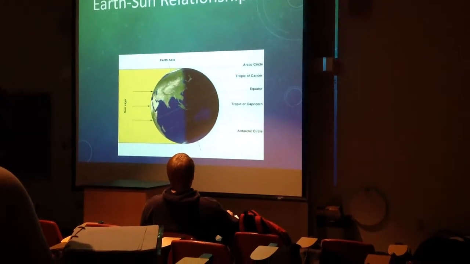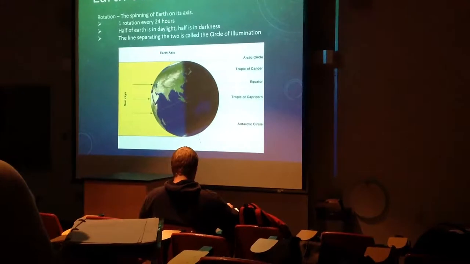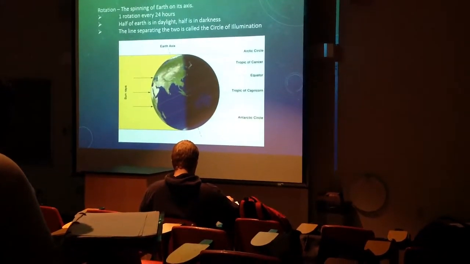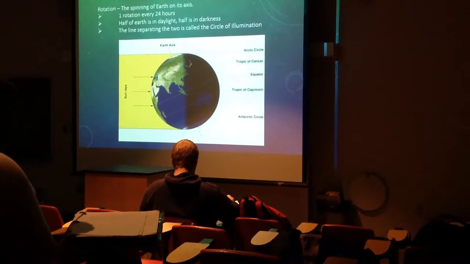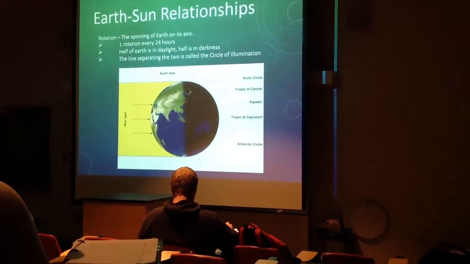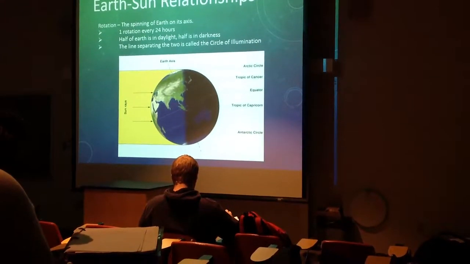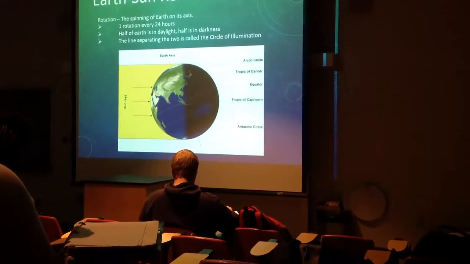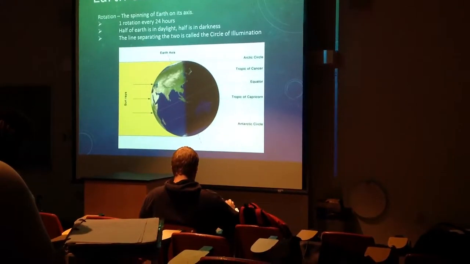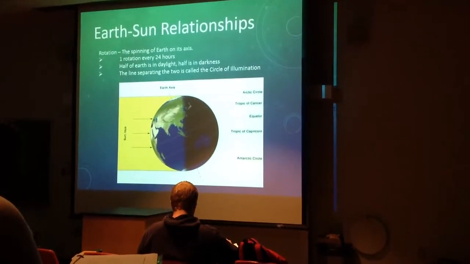Okay, Earth has motion, correct? Yeah. And we call that rotation. So the Earth spins on its axis. And what is one rotation called? A day. So it's one rotation every 24 hours. Exactly half of the Earth is in daylight, and exactly half of the Earth is in darkness. The line separating the two is called the equator of illumination.